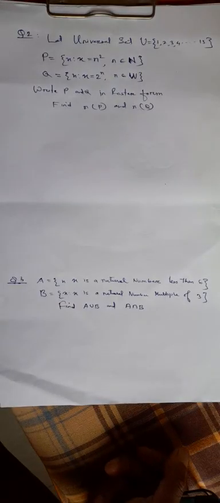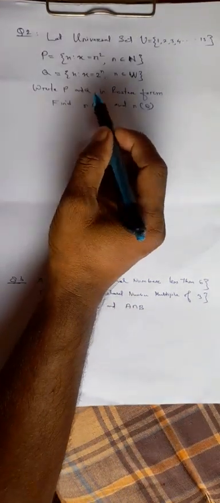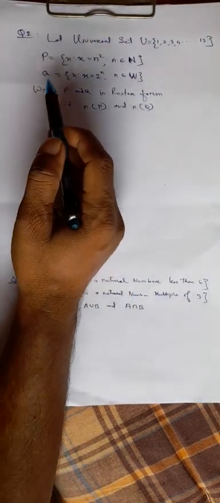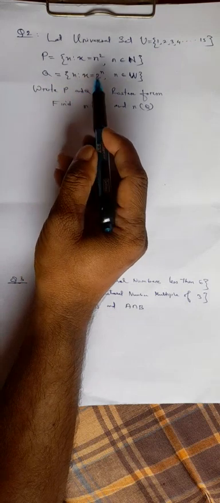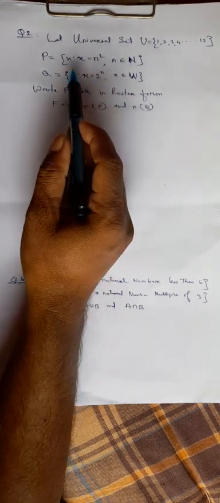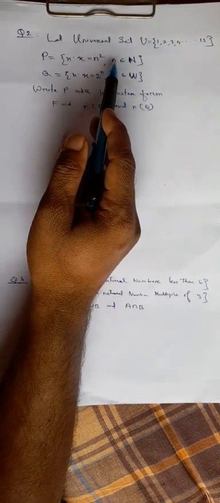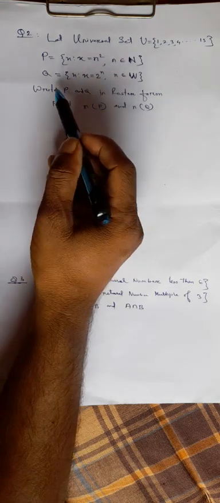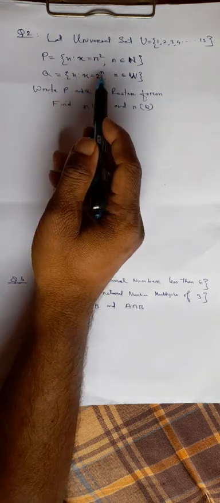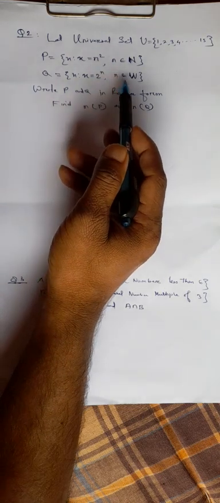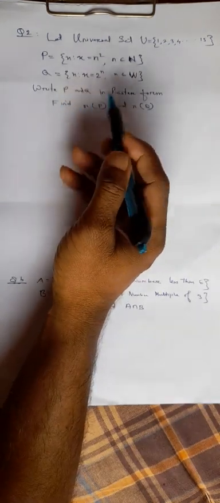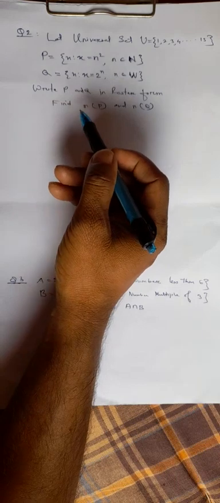Now let us discuss question number 2. The universal set U equals 1, 2, 3, 4, 5 up to 15, and sets P and Q are defined under this universal set. P equals {x such that x equals n squared, n is a natural number}. Q equals {x such that x equals 2 to the power n, n is a whole number}. Write P and Q in roster form. Find cardinal numbers of P and Q.